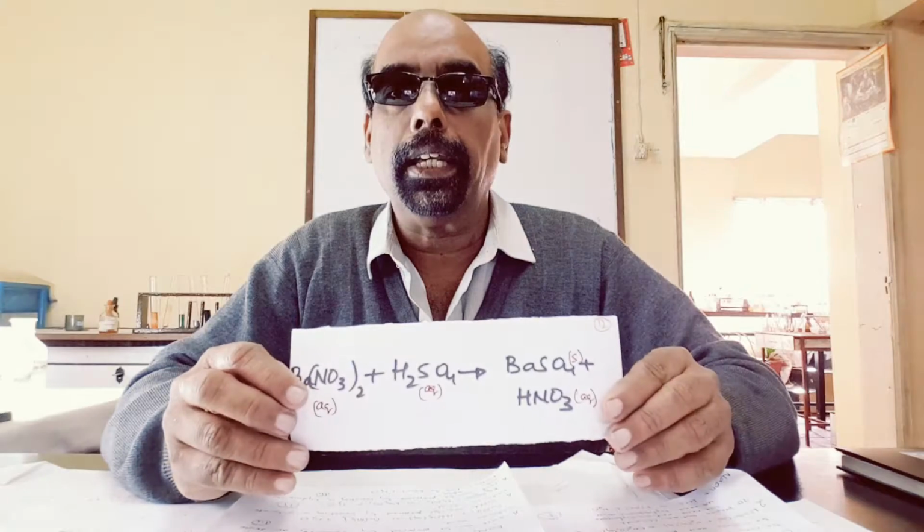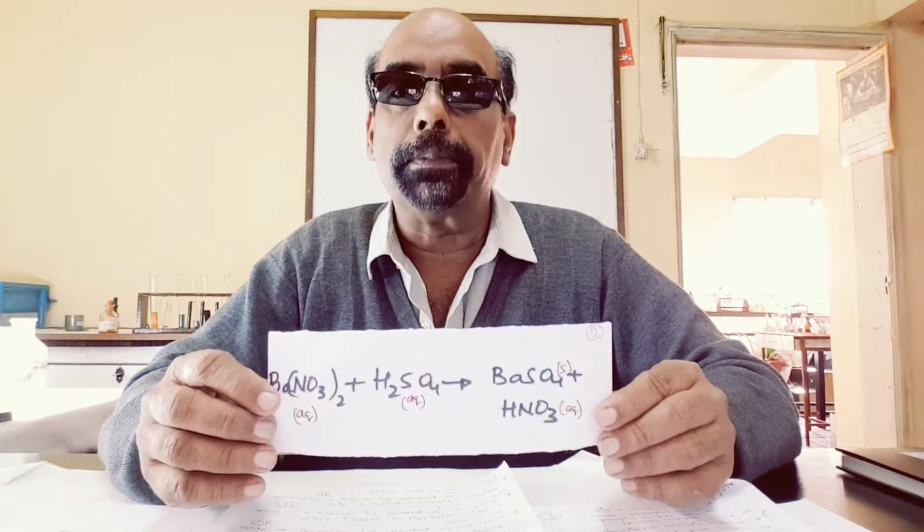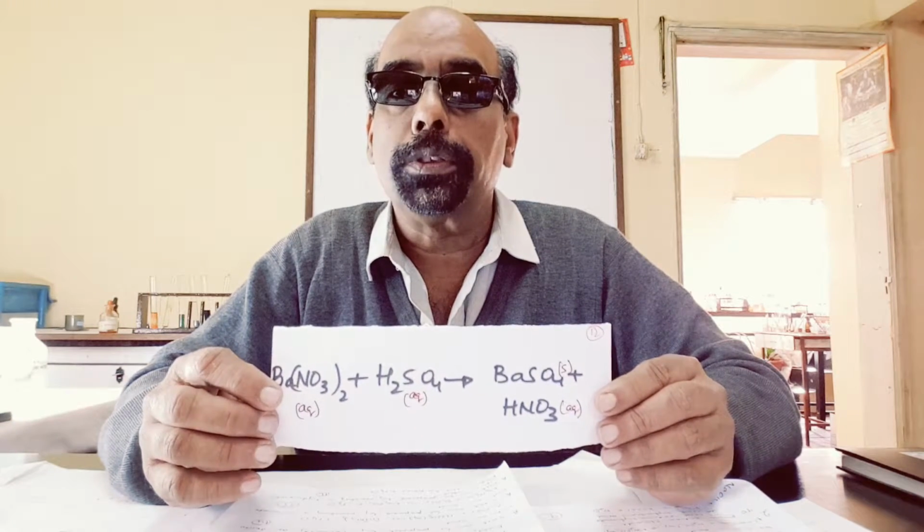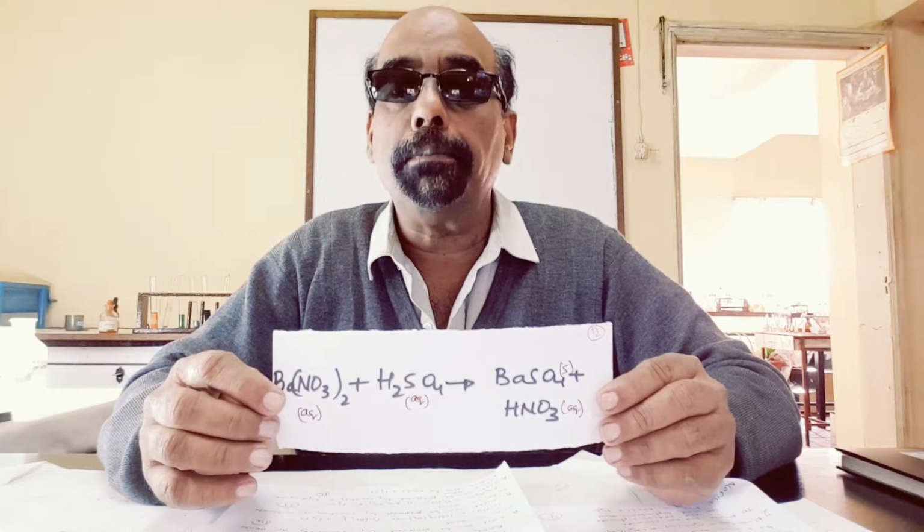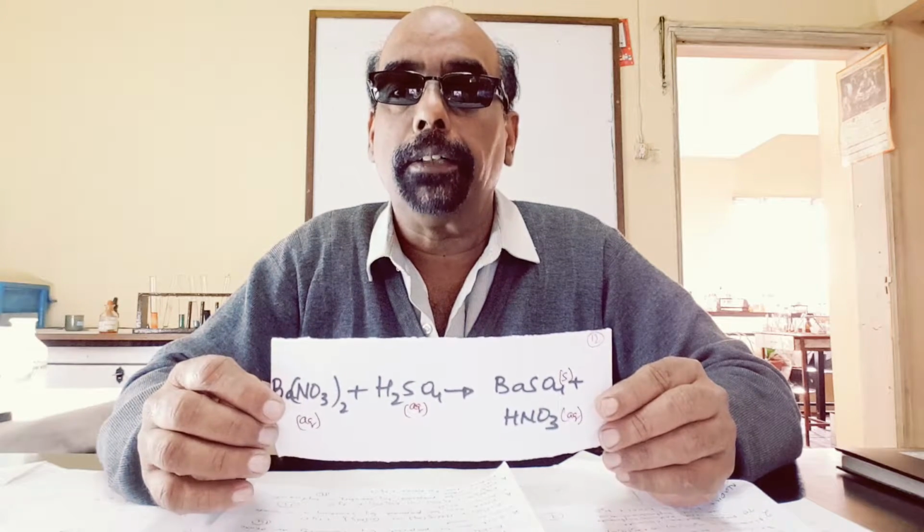A precipitation reaction is one in which, when aqueous solutions react, a solid is formed. The solid is known as the precipitate. Barium sulfate is important. Barium sulfate is used to make paints, and this is obtained by reacting barium nitrate and sulfuric acid. This gives us an important use of sulfuric acid in the making of barium sulfate, in the making of paints.